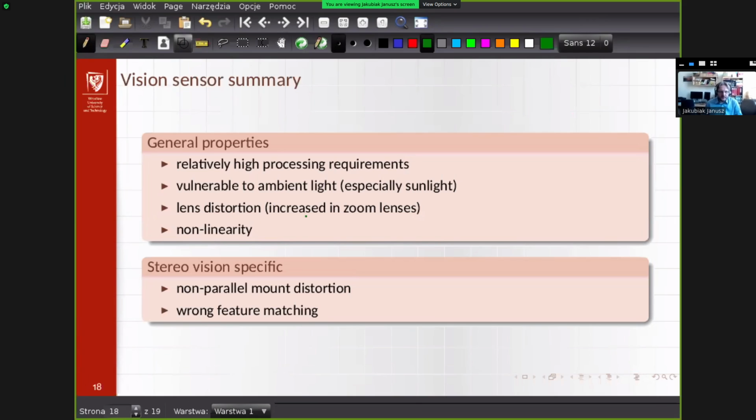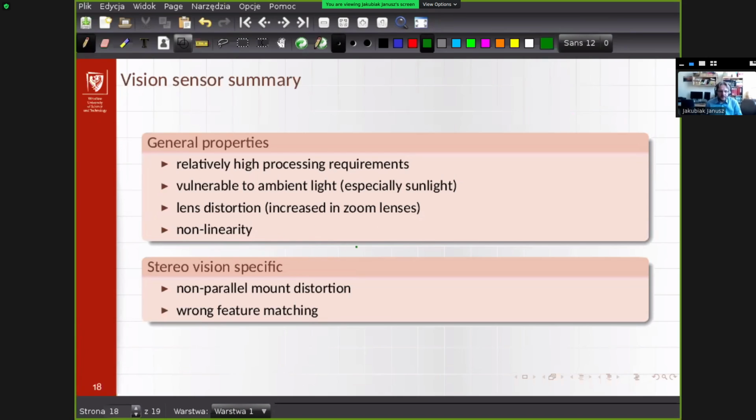Lens distortion, that we already said, is easier to compensate with the fixed focal length, but increased in zoom lenses. And the fact that we have non-linearity in most cases, that again influences this resolution part that we were saying before, or also related with the distortion. What else?